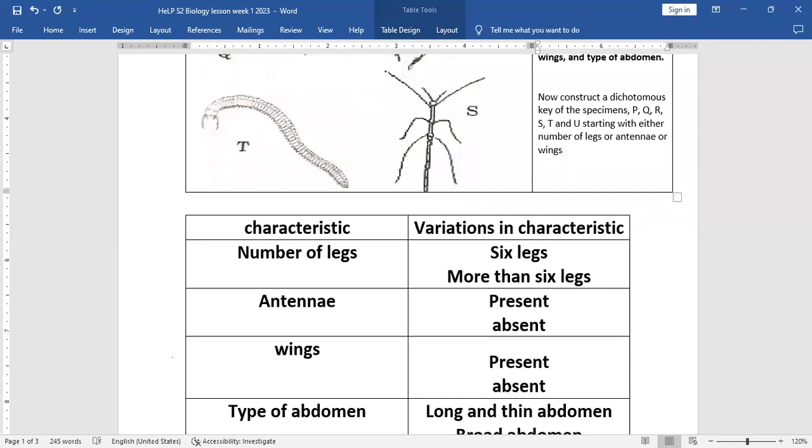Okay. You are going to construct one more dichotomous key, and you are free to choose to start with the number of legs, the antennae, or the wings. No, don't start with the type of abdomen. The teacher is the one who did that. Is that okay, my dears?